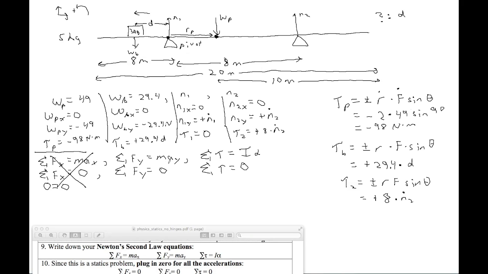So now this is kind of like an algebra problem. However, do you see how many unknowns there are in this problem? How many variables are there that we don't know the value of? What are the unknowns? Let's try listing them.